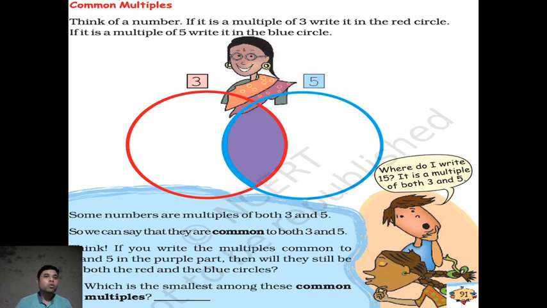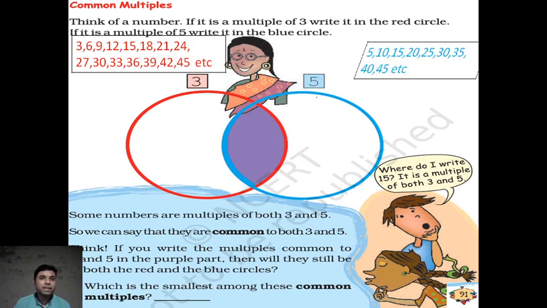Come to common multiples. Think of a number. If it is a multiple of 3, write it in the red circle. If it is a multiple of 5, write it in the blue circle. Look, inside the red circle there are multiples of 3, and inside the blue circle there will be the multiples of 5. So first write the multiples of 3 and multiples of 5. So what will you write here?